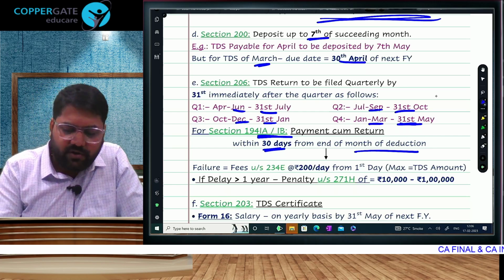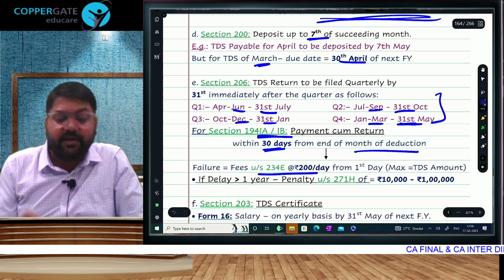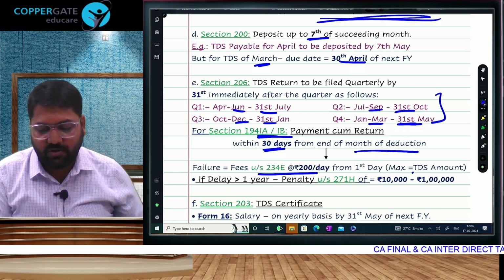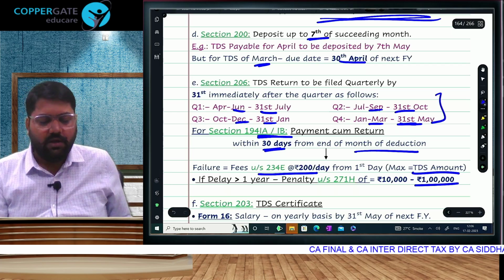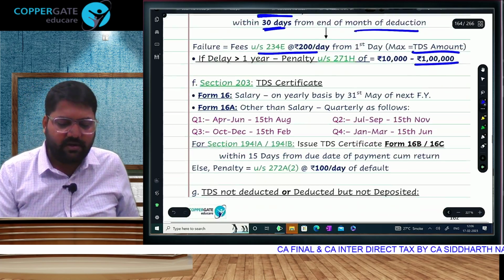If you miss your due date of TDS return, fees will come from the first day, 200 rupees per day, but not exceeding the TDS amount. And if the delay is more than 1 year, the penalty will also come. This we have already seen in the penalty chapter also.